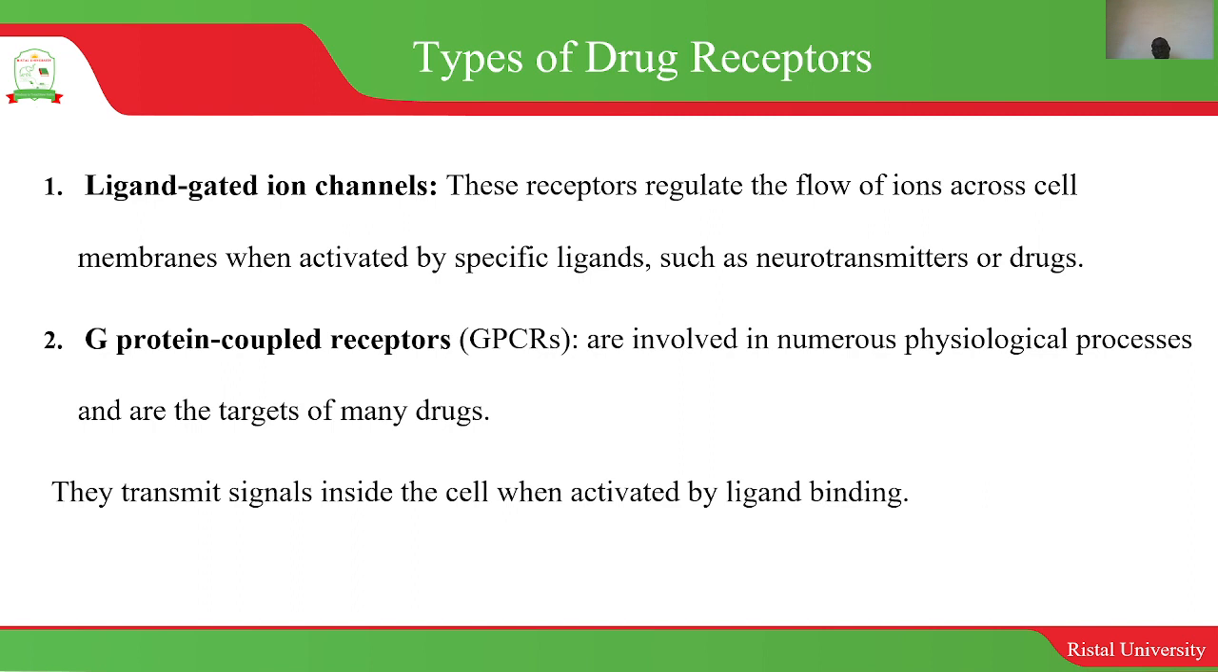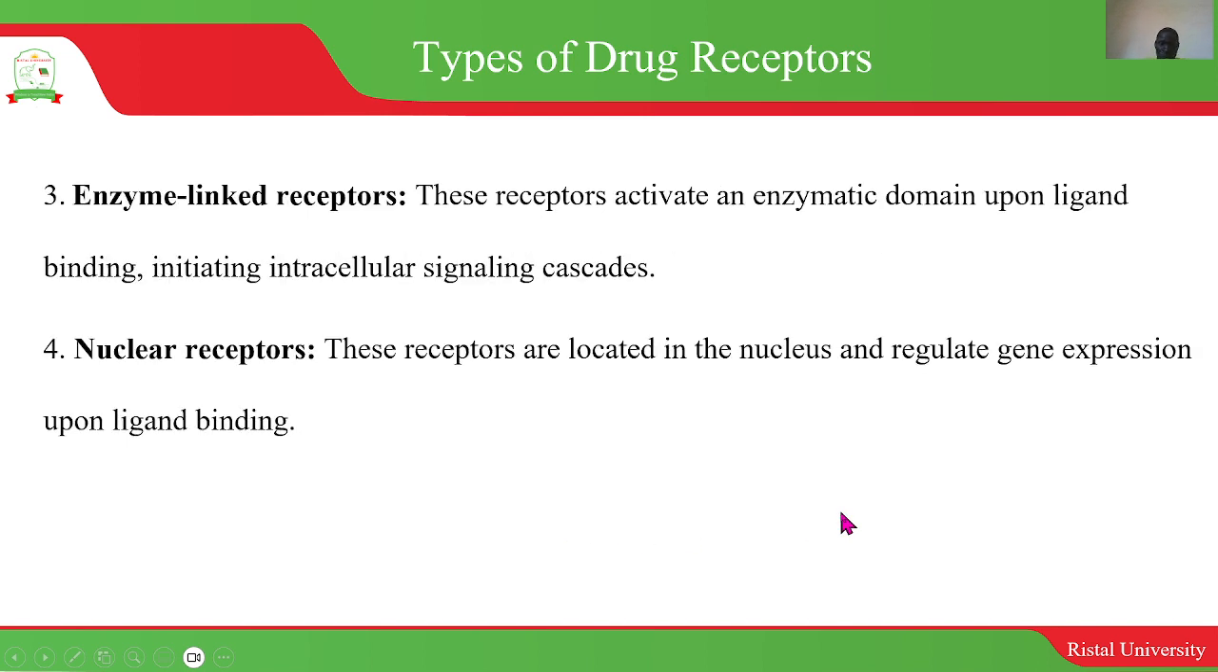So let's look at types of drug receptors. Number one is the ligand-gated ion channels. Number two is the G protein-coupled receptors, GPCRs. The ligand-gated ion channels regulate the flow of ions across the cell membrane when activated by specific ligands such as neurotransmitters or drugs. The GPCRs are involved in numerous physiological processes and are the targets of many drugs. They transmit signals inside the cell when activated by ligand binding.